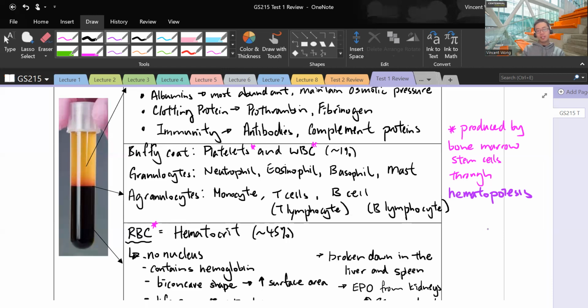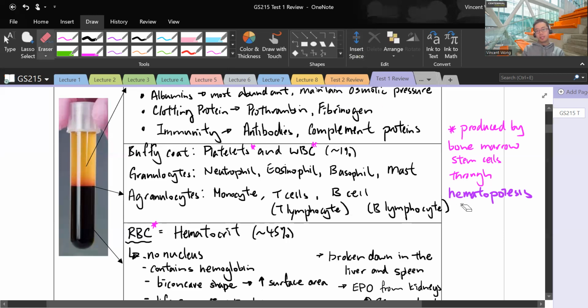I'm just looking at the captions that I'm generating through Zoom. I keep on saying hematopoiesis, but they're not picking up that word. Guess it's not part of their dictionary vocabulary.